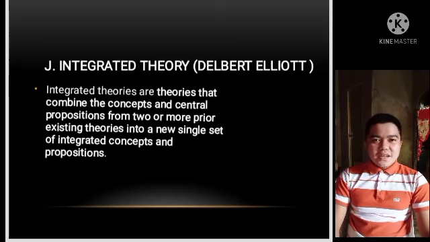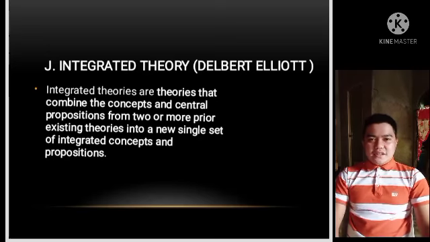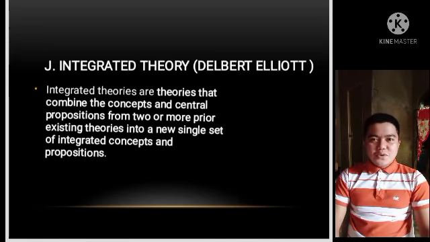Integrated theory, by Delbert Elliott. Integrated theories are theories that combine concepts or central propositions from two or more prior existing theories into a new single set of integrated concepts and propositions. Example: an integrated theory in which strain leads to weak conventional bonds to society, which in turn leads to association with deviant peer groups and those deviants.